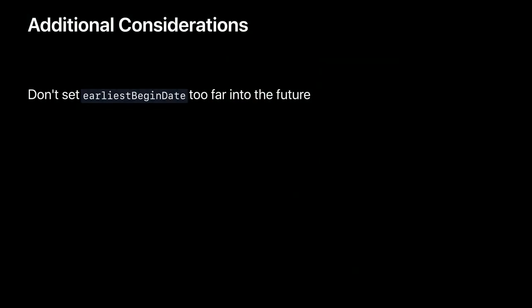There are some additional considerations that you may want to be aware of when you use our framework. First, be aware of how you set earliest begin date, and don't set it too far in the future. If you set it too far in the future and the user doesn't come back to your app in the meantime, we may choose to not launch your task at all. And that's to protect users' expectations and privacy. A user that doesn't use your app for months does not expect that it suddenly starts running in the background. So we recommend that you keep your delays with earliest begin date down to a week or less.